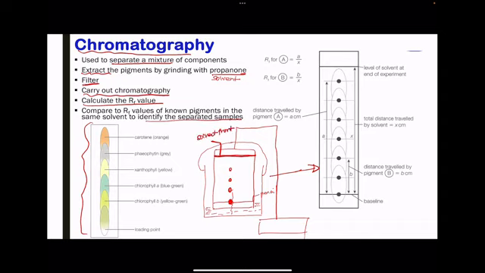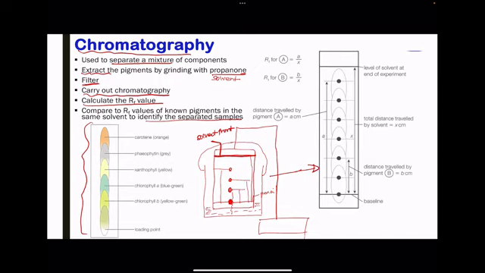Let the chromatograph paper dry, and once it's dry, put it on a flat surface and use a ruler to measure the distance of the corresponding components from the pencil line, like that, and then also the distance of the solvent front from the pencil line. Once you know those distances, you're going to use them to calculate the RF value.